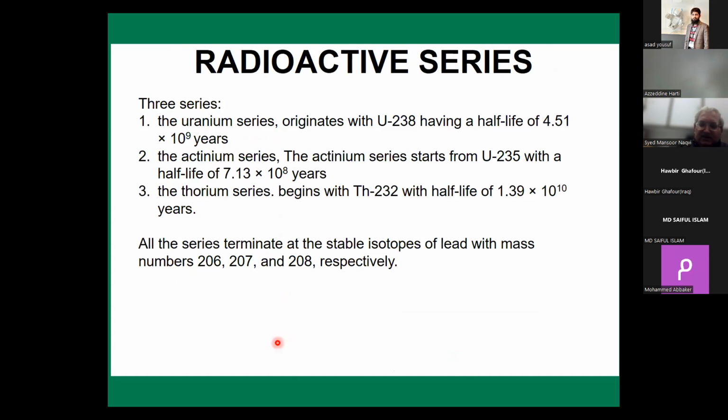As I mentioned, radioactive isotopes decay, and there are three most common radioactive series: uranium series, actinium series, and thorium series. The uranium series begins with uranium-238, which has a half-life of 4.5 billion years. Actinium starts with uranium-235, and its half-life is 713 million years. And thorium begins with thorium-232 with a half-life of 13.9 billion years. But interestingly, they all terminate at stable isotopes of lead with mass numbers 206, 207, or 208 respectively.